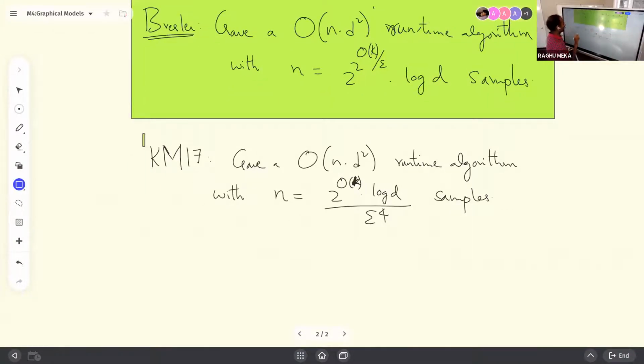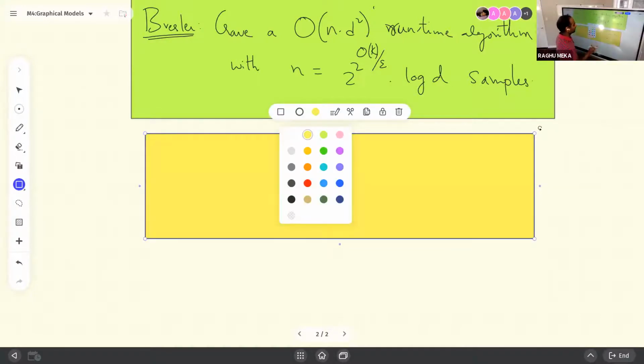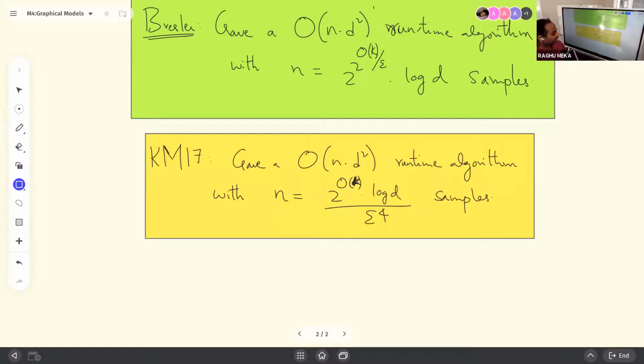Okay, so it's kind of optimal statistically. It takes the optimal number of samples, and the runtime is quadratic, and outputs the Ising model. And something that we won't cover here is that it actually also works for t-wise Markov random fields.